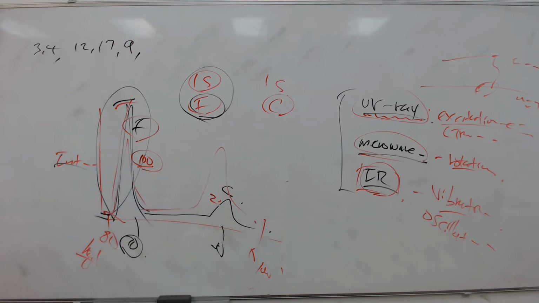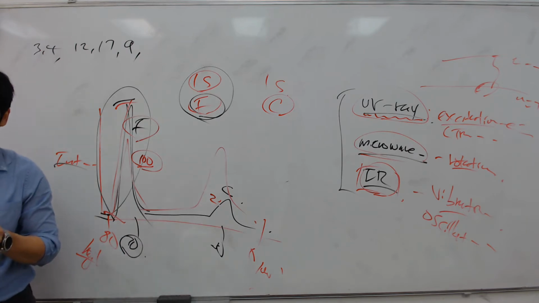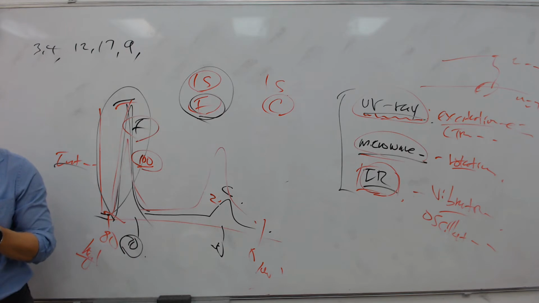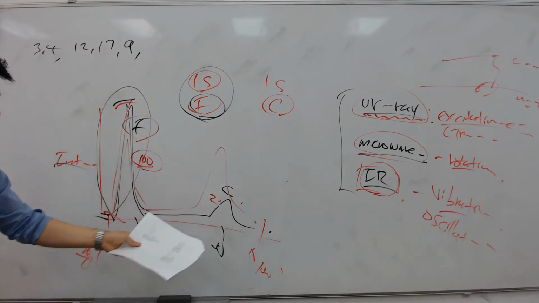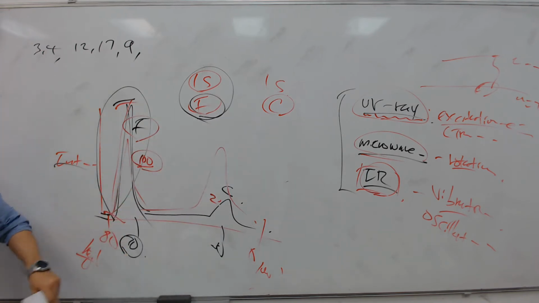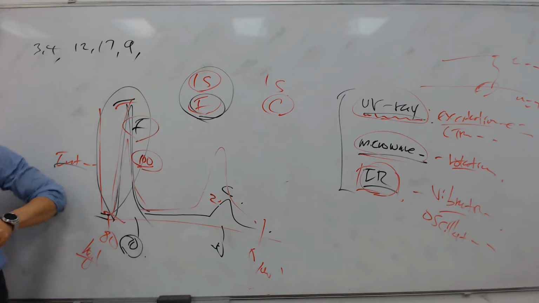So the answer, guys, if you look at it here, peak X should be fluorine and peak Y should be carbon, whatever the choice says. But you should not be concerned about the intensity. You should be more concerned about the energy at the bottom. Questions from you guys?